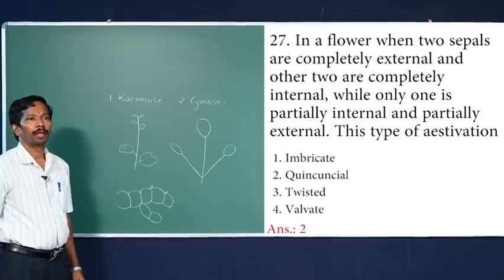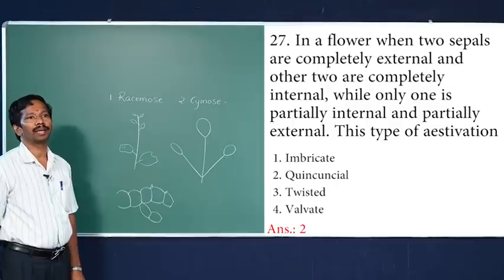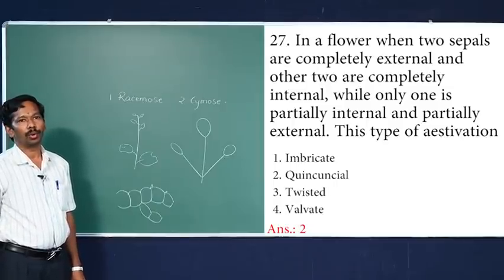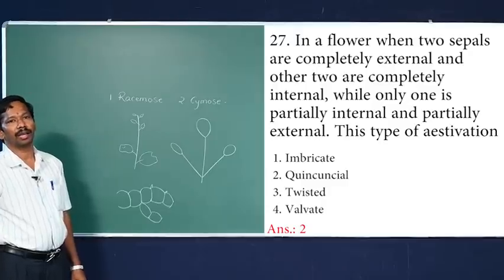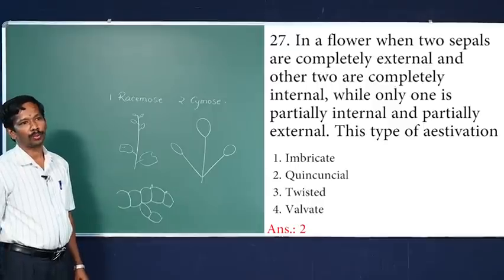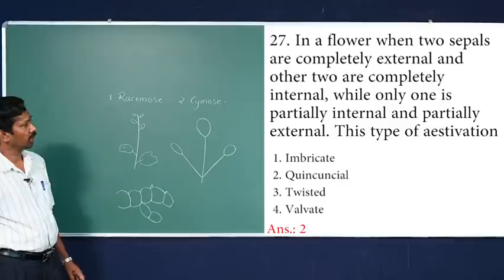Next question, 27th question. In a flower, when 2 sepals are completely external and 2 are completely internal, while only one is partially internal and partially external, this type of aestivation is called as? Option 1, imbricate. Second option, quincuncial. Third option, twisted. And fourth option, valvate.